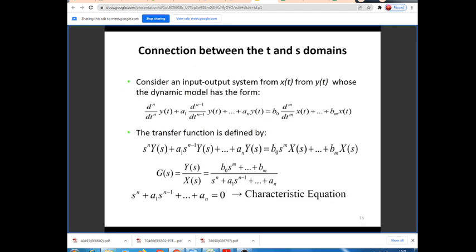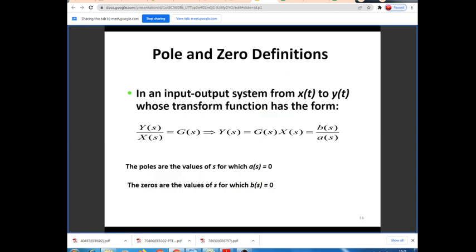In the connection between the t and s domains, we have to consider the input and output, that is x(t) and y(t), as a dynamic model. You can see in the slide the formulas for the transfer function, and we also have a definition for the characteristic equation.